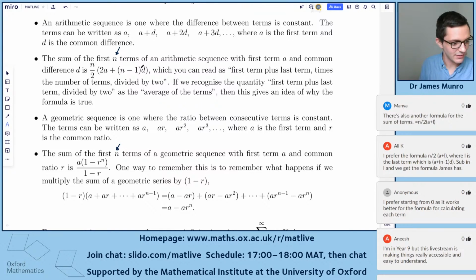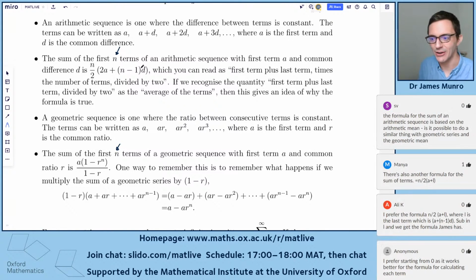Good, okay. Yeah, and there's something going on to do with arithmetic means and geometric means, which is fantastic maths, really great stuff. I personally love it. Not on the syllabus. I'm going to try not to talk about it today.